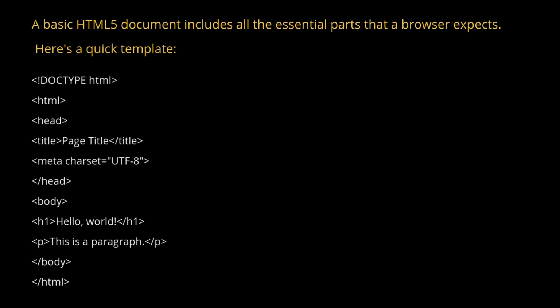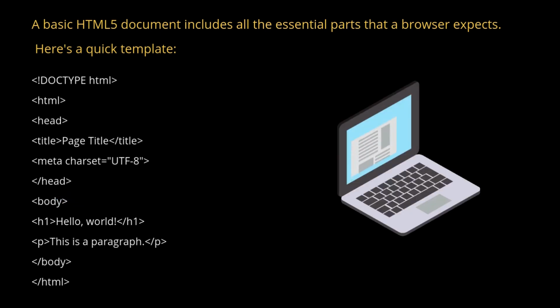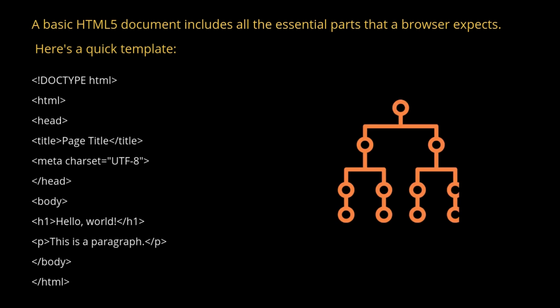Head contains metadata like title and styles. Body holds everything the user sees. This is the structure every HTML5 page starts with.